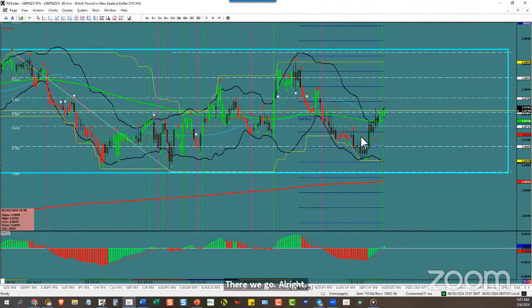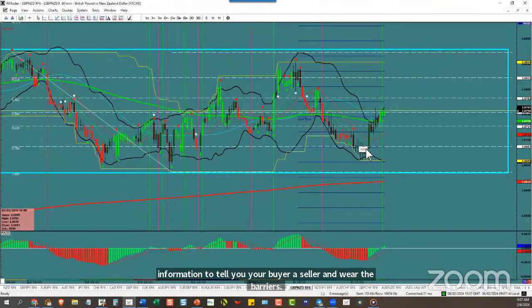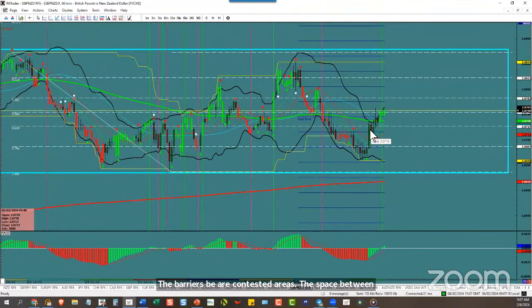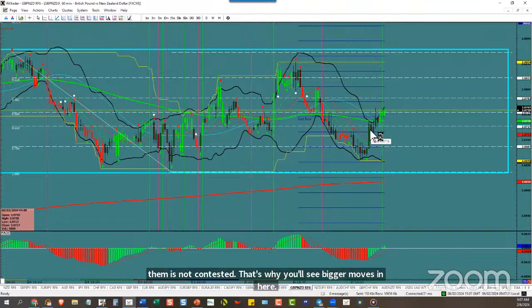All right, so one other thing is try to keep your charts as simple as possible. You've got to have the right information, but you don't have to have everything. You have to have enough information to tell you you're a buyer or seller and where the barriers are. The barriers are contested areas. The space between them is not contested. That's why you'll see bigger moves in here. That's why we look for the wide open space.